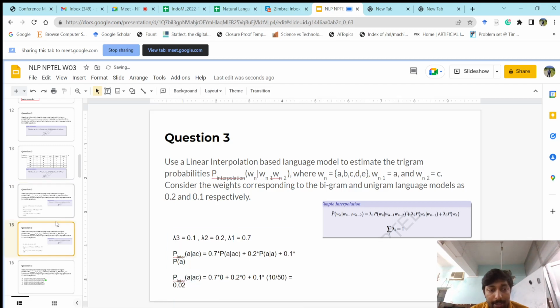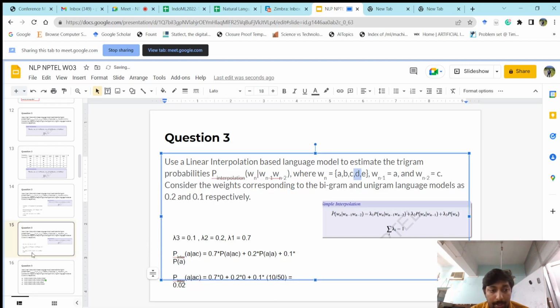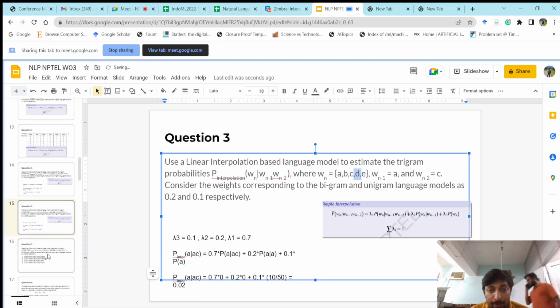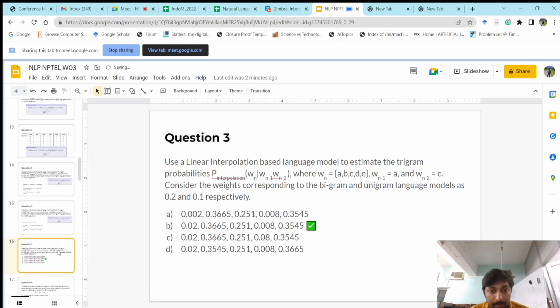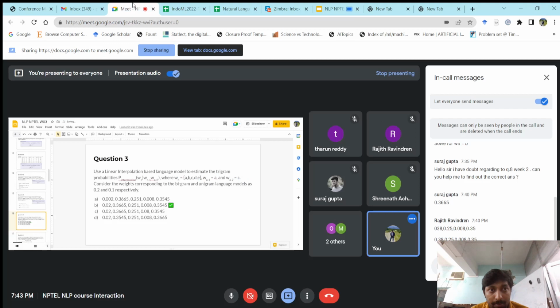So did others understand how to calculate the answer? Now you can do it for the other three cases, C and D, for the sake of time. So this is the way we have to do it. Any more questions on this part? So this is the correct answer.